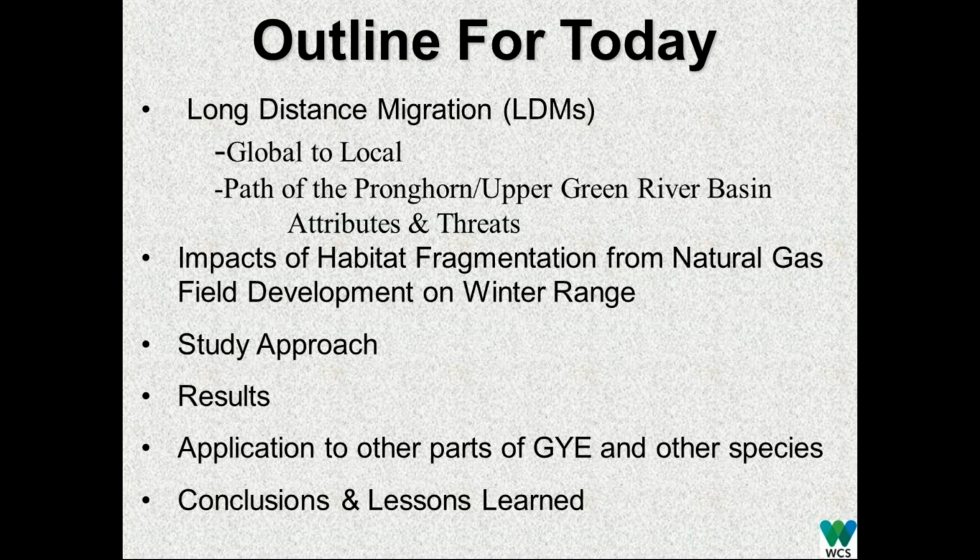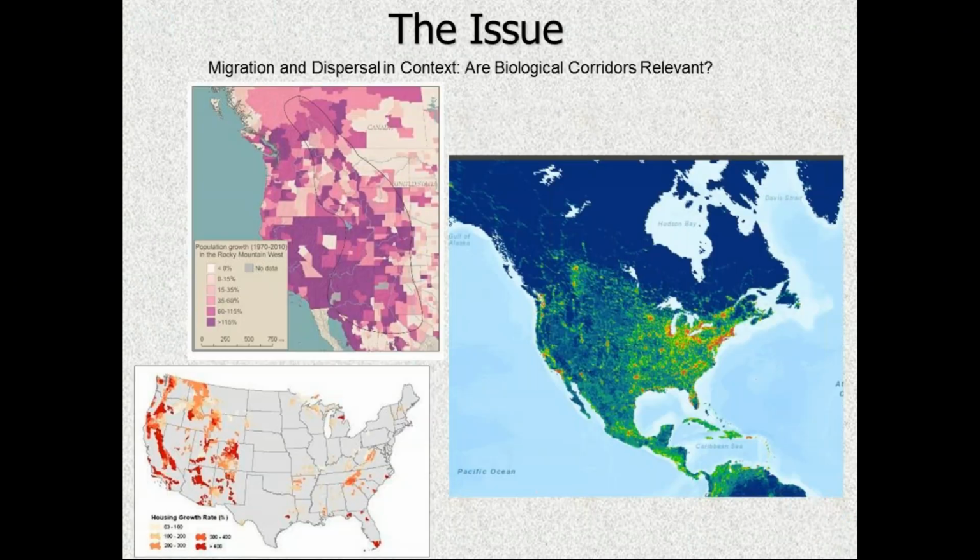I'll talk about our study approach, some results, and then I'll talk about the application of the lessons that we learned from the path of the pronghorn to other parts of the GYE and other species. And I'll just spend about 5 or 6 minutes on that aspect before wrapping up with some conclusions. So to set the context, when we look at migration and dispersal and the need for habitat connectivity, if we ask the question, are biological corridors relevant in some places across the globe, but here in North America, I think the answer is a resounding yes.